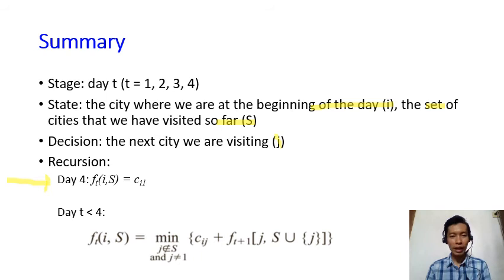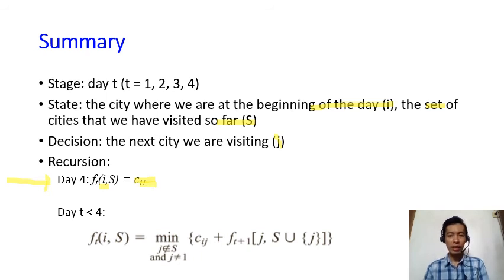The recursion looks like this if it is day 4 at the end of the journey. So f4(i, S) equals c_i1, which means the cost or the distance from city i, where we are at the beginning of day 4, going back to city 1. City 1 is New York. So that's why this is c_i1, because we must go from city i to New York. We must return to New York at the end of this problem.